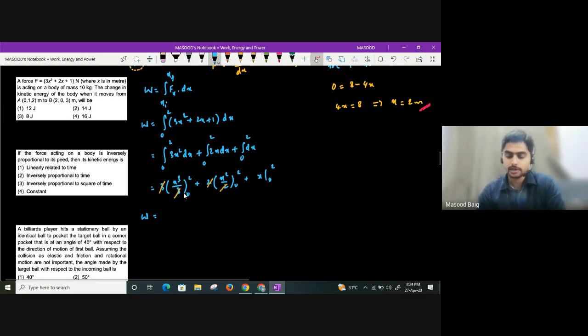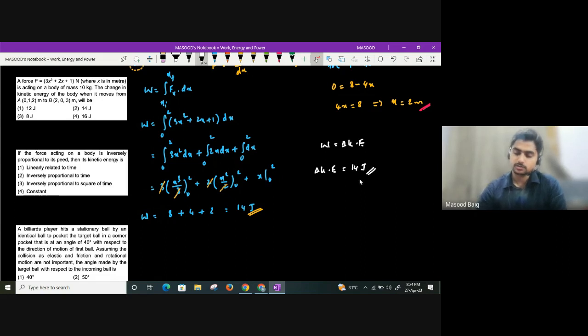2 cube you will get, which is 8, plus 2 square, which is 4, plus 2 you are going to get, guys. So what is this? 14 you will get. 14 joules is the work done. They're asking us to find the change in kinetic energy. And we all know the work done by all forces will simply be the change in kinetic energy of the system. So the change in kinetic energy will also be how much, beta? 14 joules, guys. Clear, everyone?